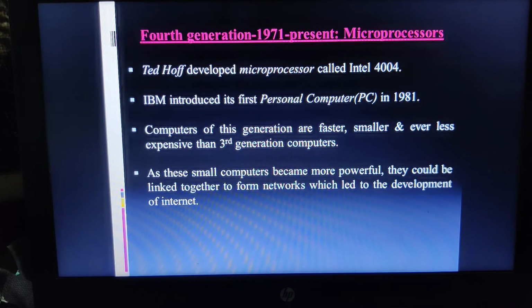The first personal computer was introduced by the IBM company in the year 1981. These fourth generation computers were much faster, smaller and less expensive compared to the third generation systems. And because these computers were much more powerful, one computer could communicate with another computer, and they were able to form a network, which led to the development of the internet.